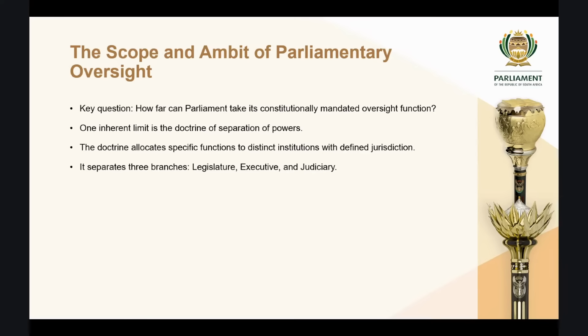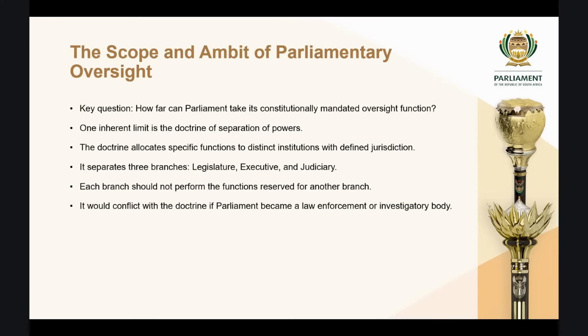And the doctrine of separation of powers means ordinarily that if one of the three branches of government is responsible for the enactment of rules of law, that body shall not also be charged with their execution or with judicial decision about them. The same will be said of the executive authority. It is not supposed to enact law or to administer justice, and the judicial authority should not enact or execute laws. So each branch should not perform the functions reserved for another branch. And we say, Chair, it would conflict with the doctrine if Parliament became a law enforcement or investigatory body.